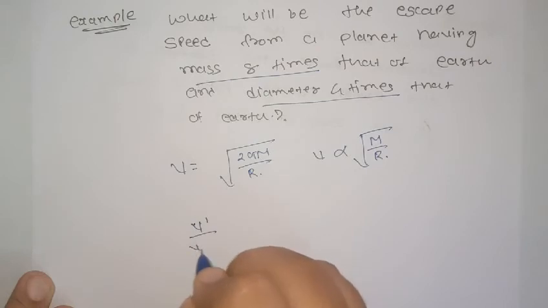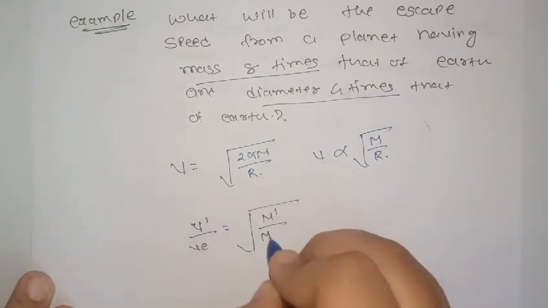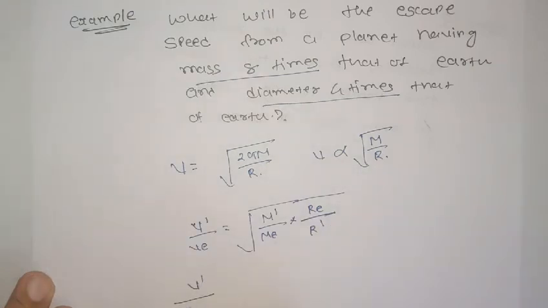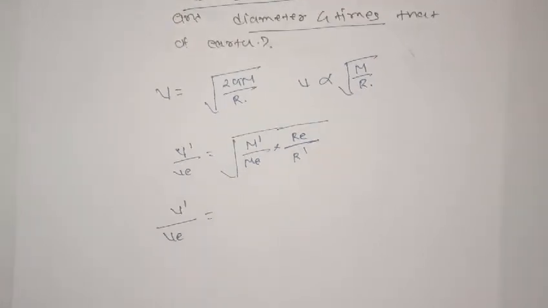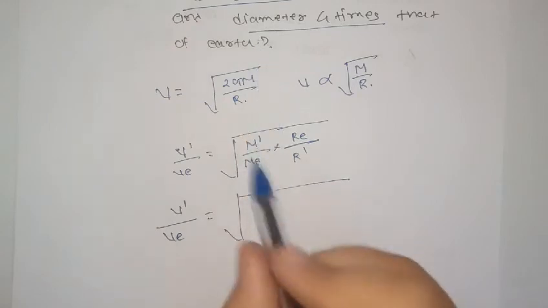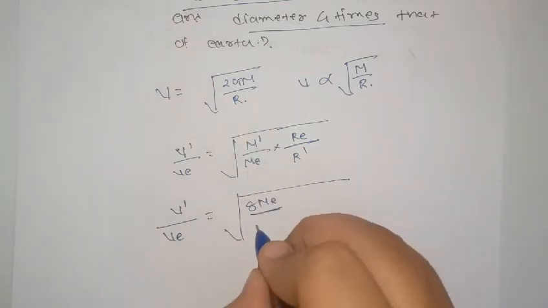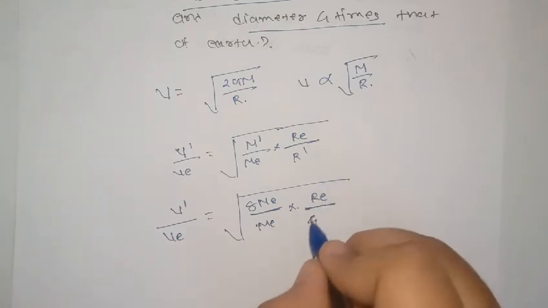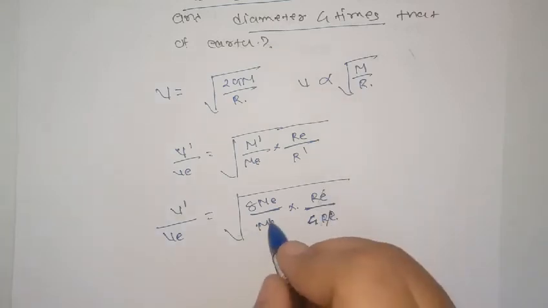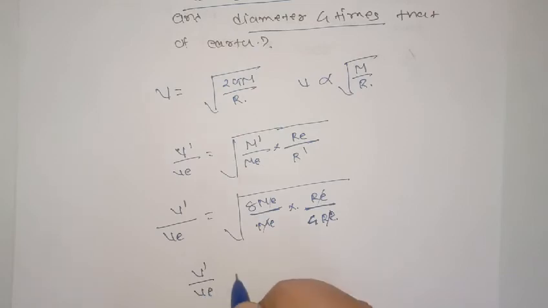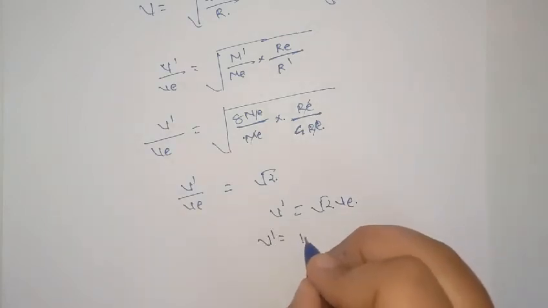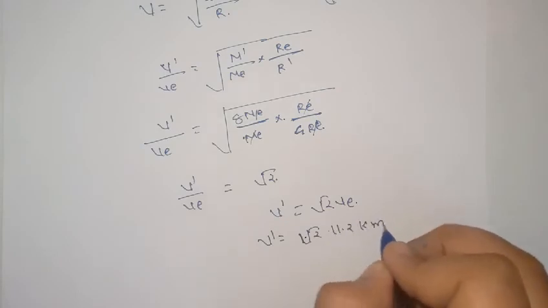V dash upon Ve will be equal to under root M dash upon mass of Earth into radius of Earth divided by R dash. So V dash divided by Ve can be written as under root mass is 8 times that mass of Earth, so Me divided by Me into radius of Earth is 4 times that of Re. The R will get cancelled out, mass will get cancelled out, so V dash upon Ve equals root 2. So V dash will be equal to root 2 times Ve, which is root 2 times 11.2 kilometer per second.